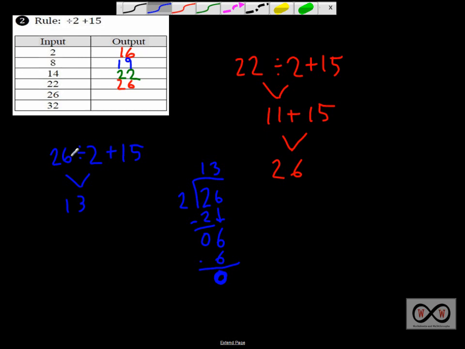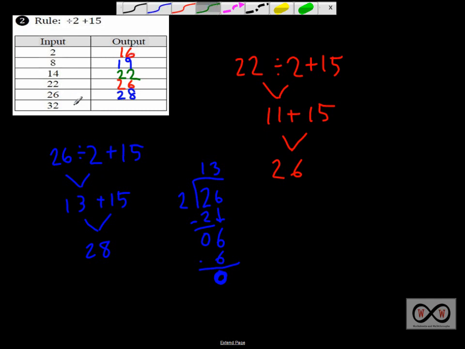And now we're going to add that 15 on. Again, we can add the ones here, giving us 8 in the ones place, and 1 plus 1 is 2 in the tens place. Outputting a 28. Input a 26, and we output a 28.